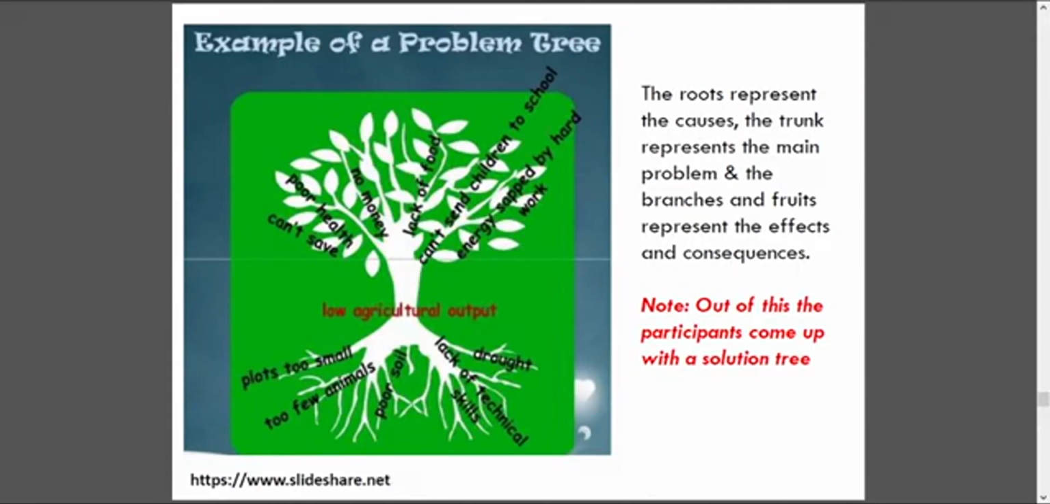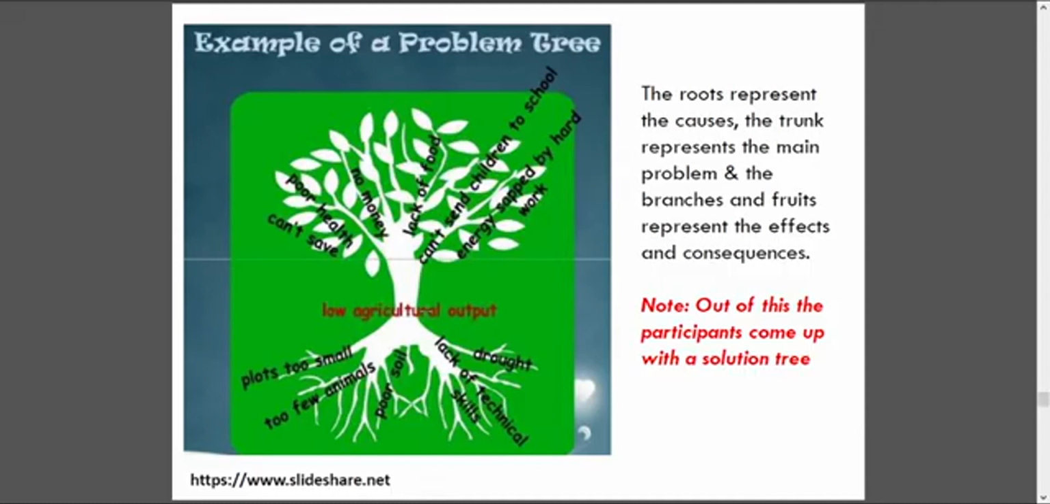So the problem tree indicates the problem, the main problem, its root causes, and then the effects. So the trunk is the main problem. The roots represent the causes of this problem, and then the branches and the leaves or the fruits represent the effects or the consequences. So in case this problem is not addressed, these are the effects that will be faced.